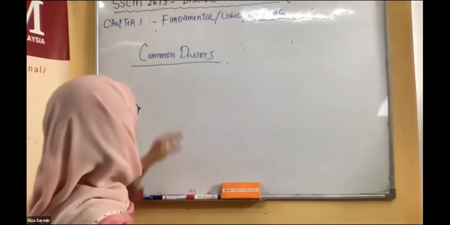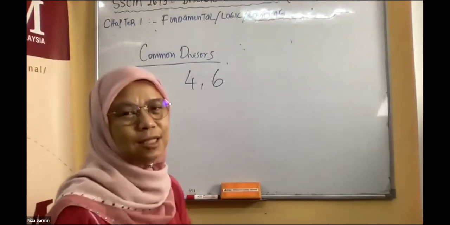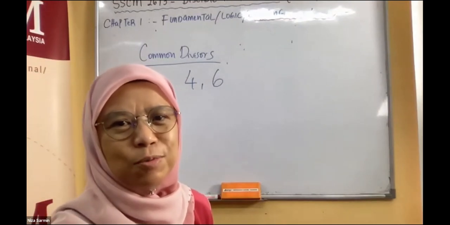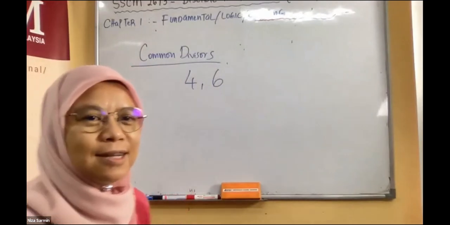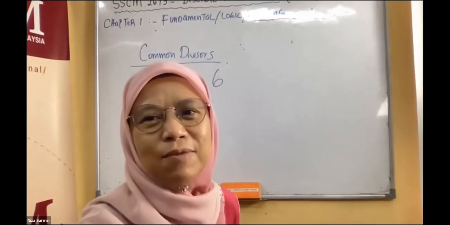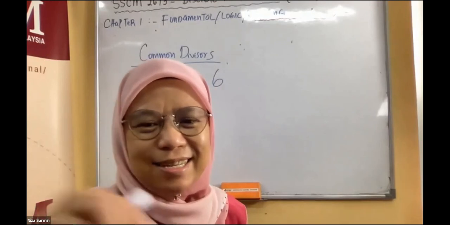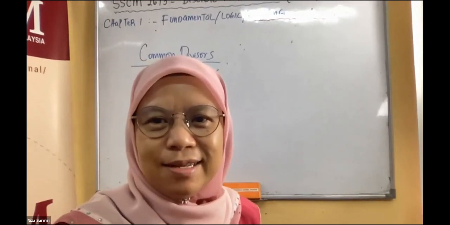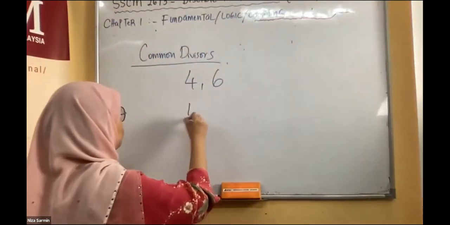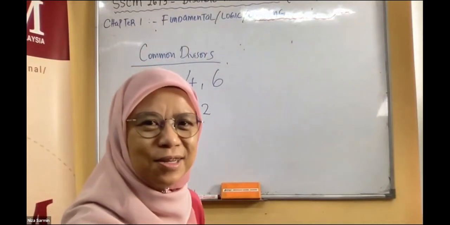Okay, my question is, if I ask you 4 and 6, what is the common divisor of 4 and 6? Anyone can answer. Two. The common divisor is 2. 1 and 2. Okay, 1 is always a common divisor, 2, right? How do you get the common divisor?